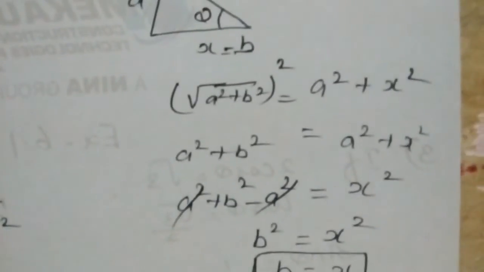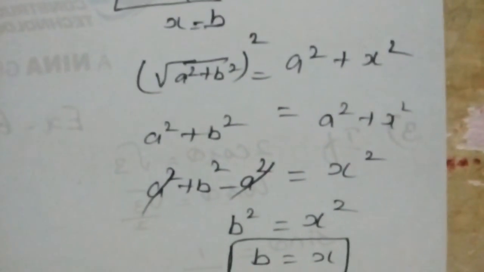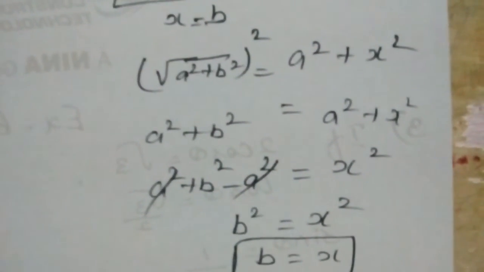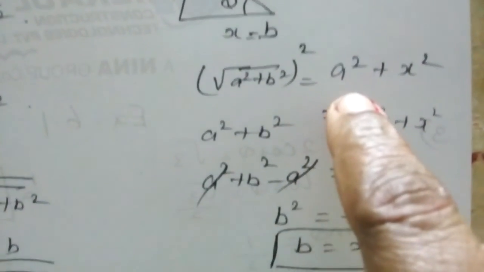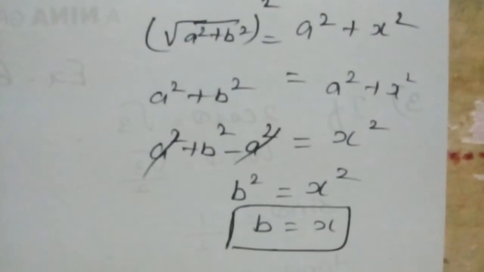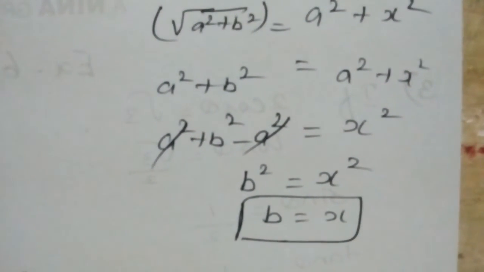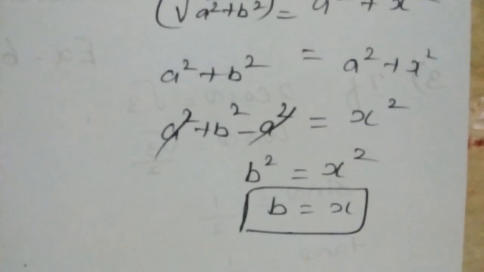Okay, adjacent side. So when using the Pythagoras theorem, you have square root of a square plus b square the whole squared, which is equal to a squared plus x squared. Sorry, this is not 9, this is a. Understood? So a squared plus b squared is equal to a squared plus x squared. You can cancel a squared and a squared, so you will get the value of x equal to b. So we can substitute in these values.